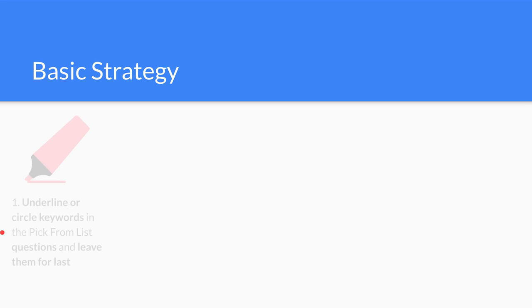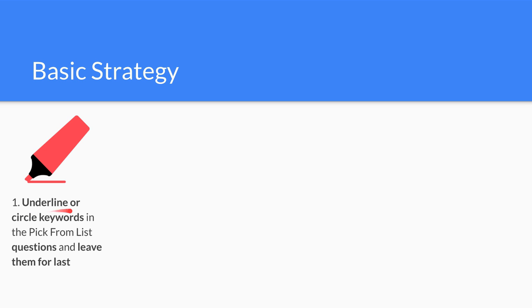So the first thing that you have to do is you have to underline or circle the keywords in these questions and then leave them alone. Okay? We're going to leave them for last after marking the keywords. Now, one thing to pay attention to is which keywords you're going to be marking.